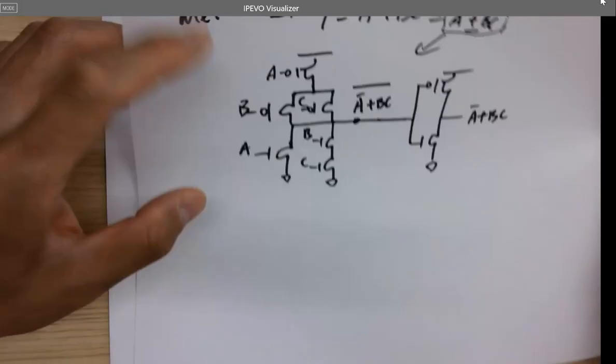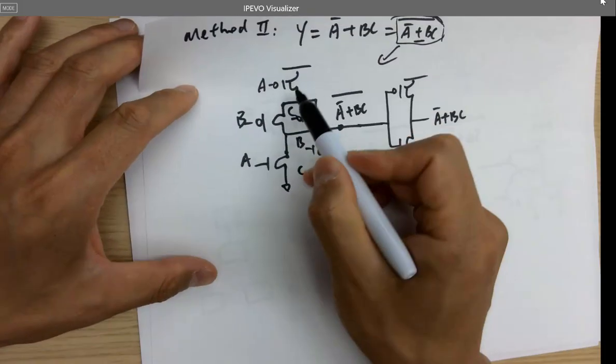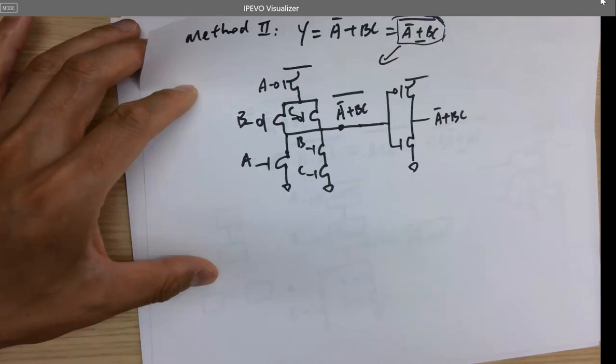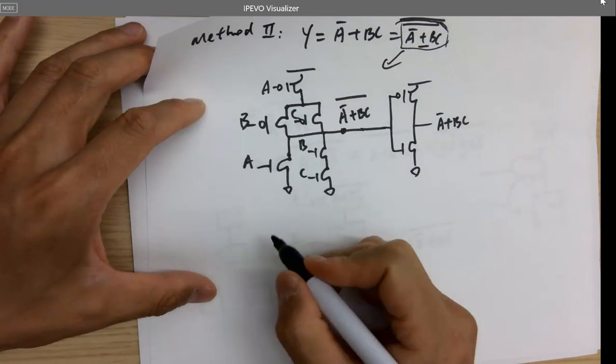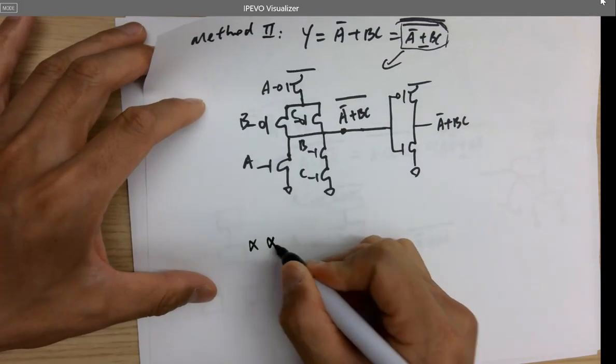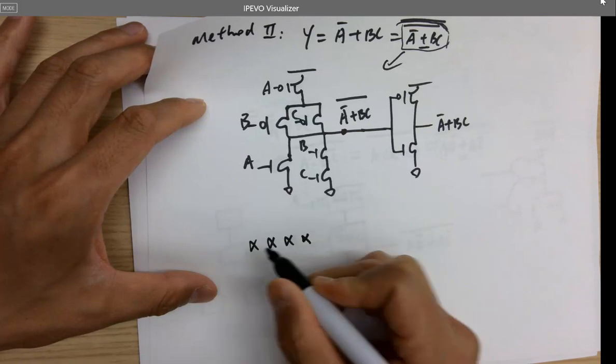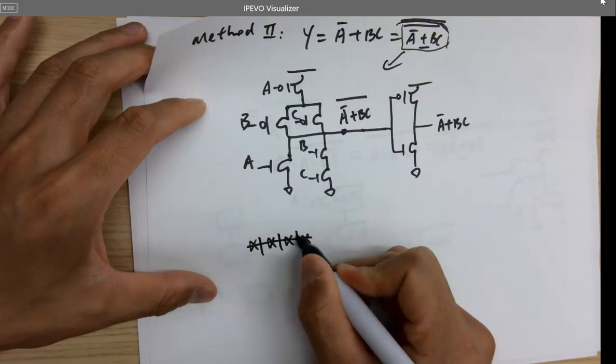Just following this guy. Let's try how to make it happen. So A, B, C, 3 transistors. A, B, C, like 3 transistors. You have 1, 2, 3.